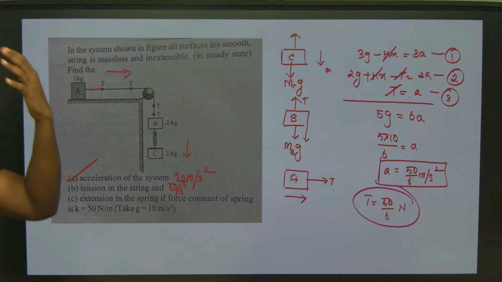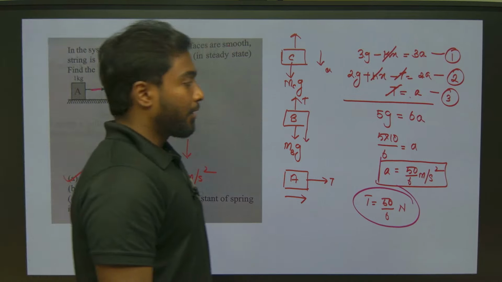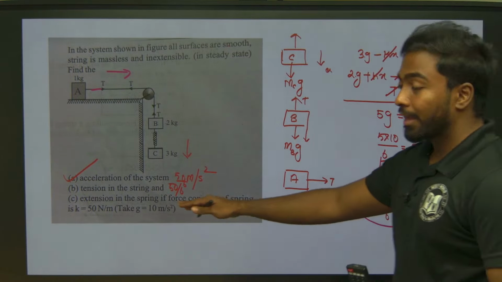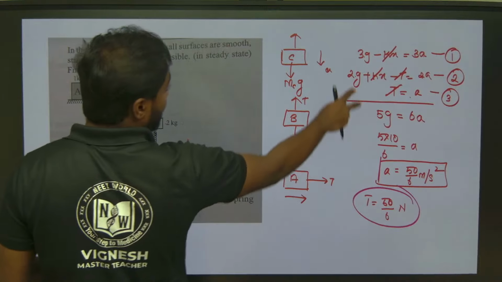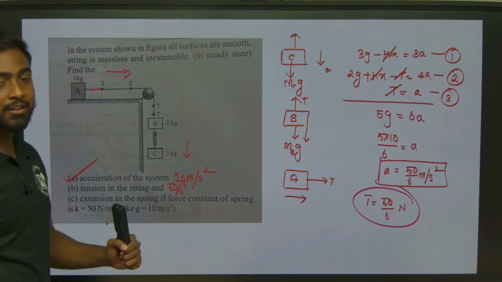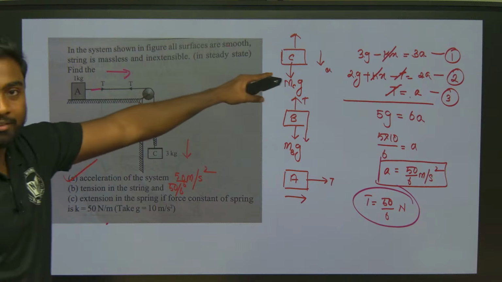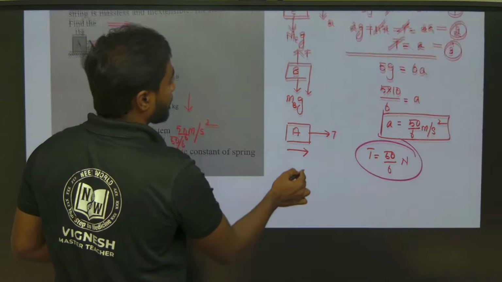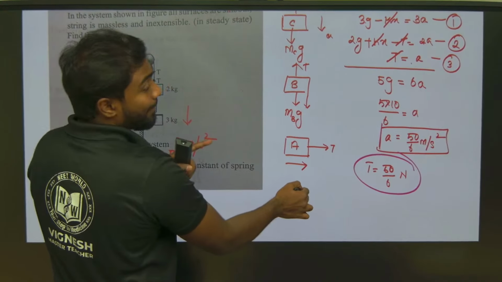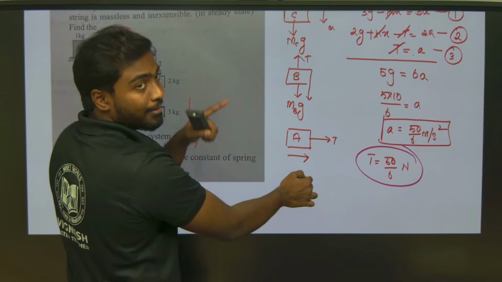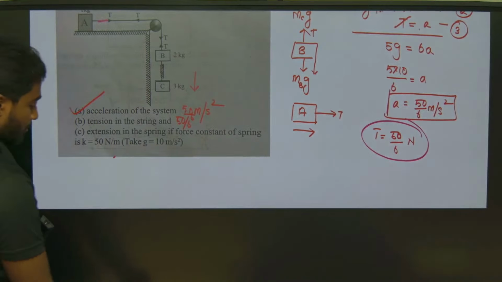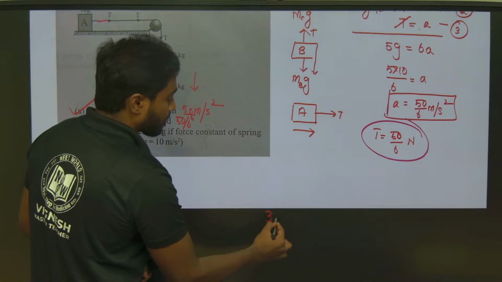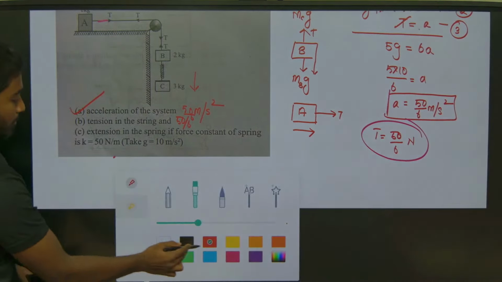What about the extension in this spring? They have given the value of k. I can use either the first equation or the second equation to get the value of x. So let me take this: 3g minus kx equals 3a. So 3g, wait a minute, yeah.